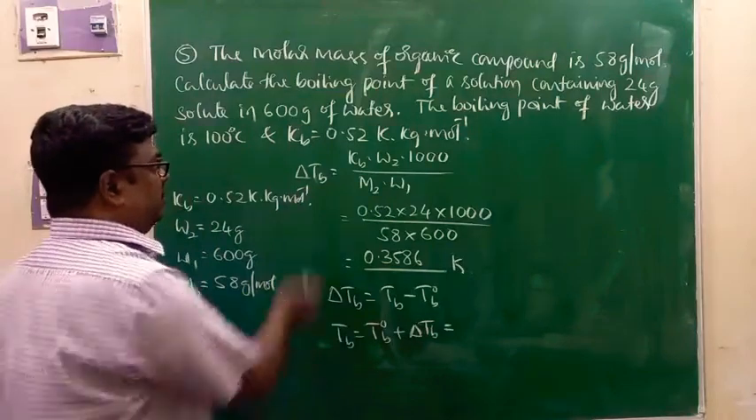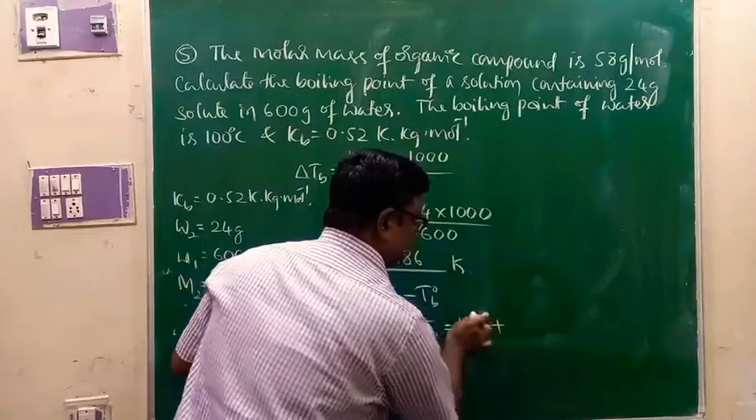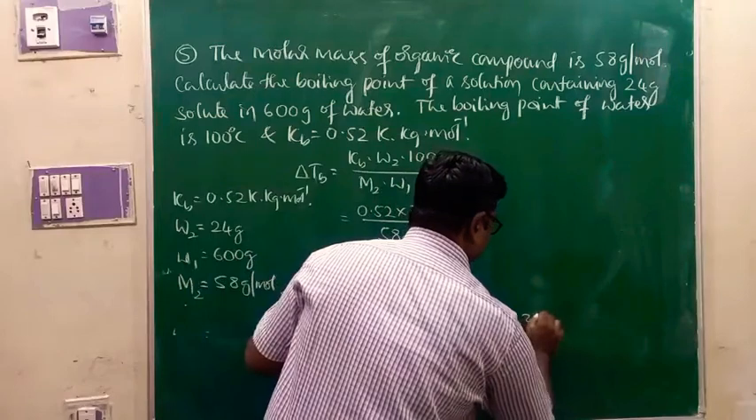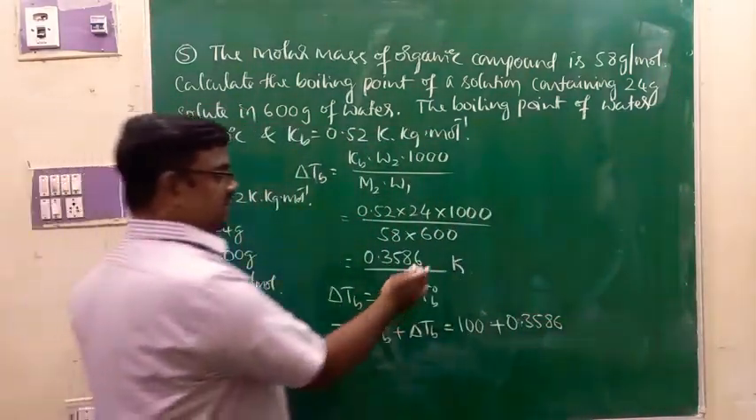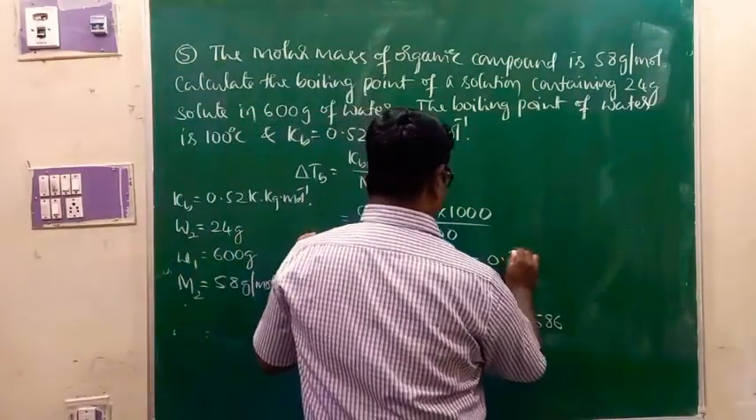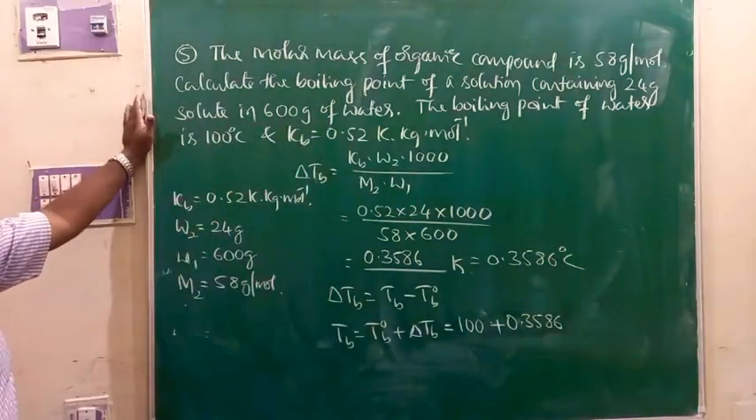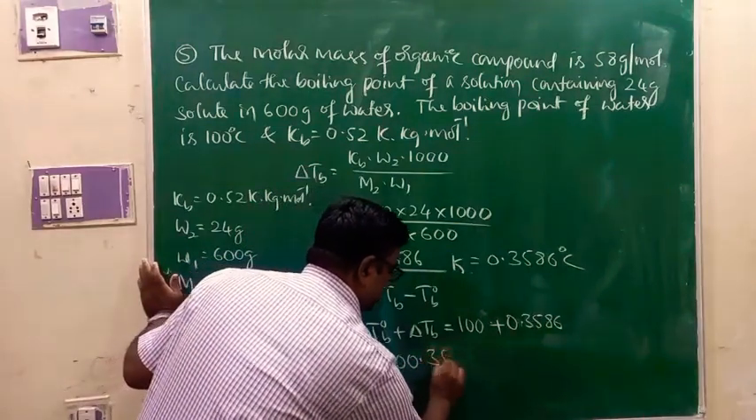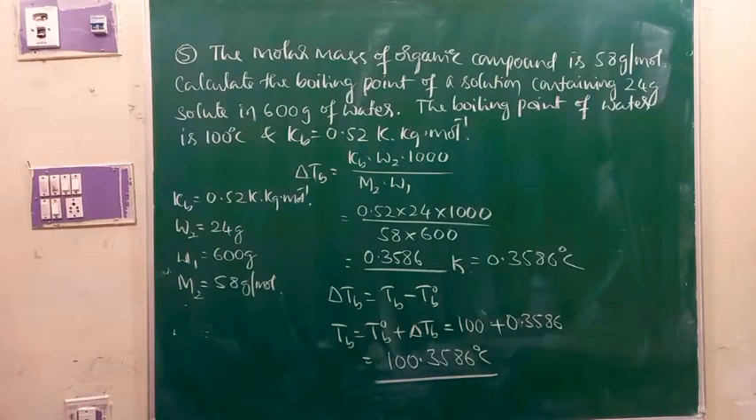T0B is boiling point of water, 100 degrees Celsius, plus 0.3586, which may be Kelvin or degree Celsius. Yes, it is degree Celsius, that is equal to 0.3586 degrees Celsius, because change in temperature in Kelvin is equal to change in temperature in degree Celsius. That is 100.3586 degrees Celsius. This is the boiling point of the resulting solution.